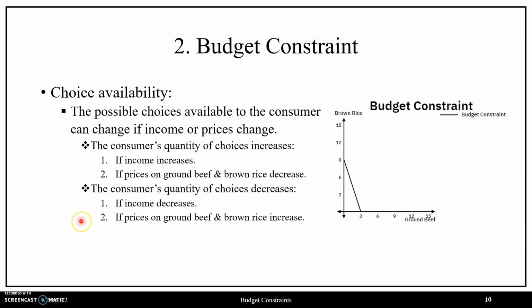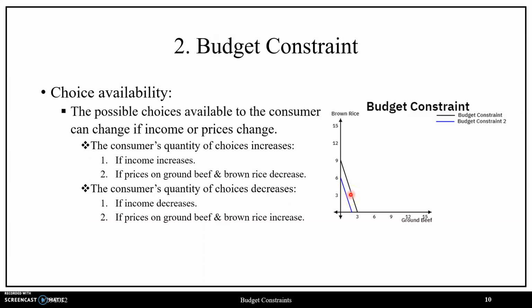And likewise, holding income constant, if the prices on ground beef and brown rice increase, the consumer can afford less than they could before. And we would represent this graphically with a leftward shift in the budget constraint, going from budget constraint to budget constraint 2 in blue, where we see that there is a reduced amount of options available to our consumer compared to our original budget constraint in black.